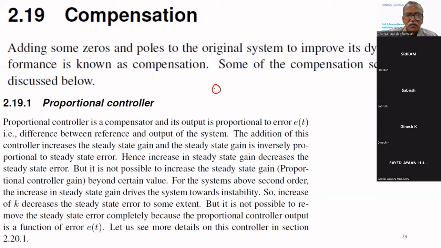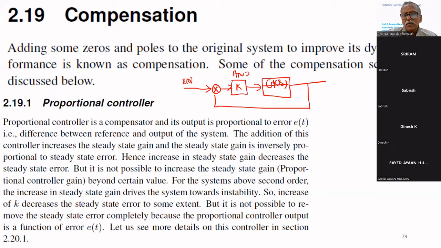In that case, what we have seen is we are putting an amplifier, whose gain is K, in series with the original system. This is called proportional compensation or proportional error compensation. Why is it called proportional error compensation? What is feedback C of S? Error at this point is R of S minus C of S. That is error E of S.